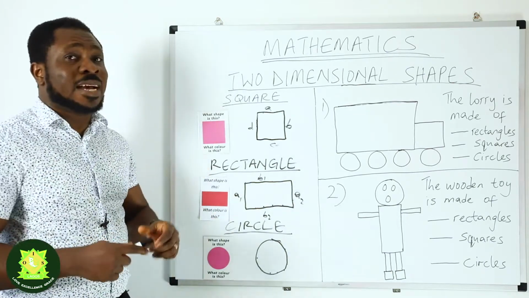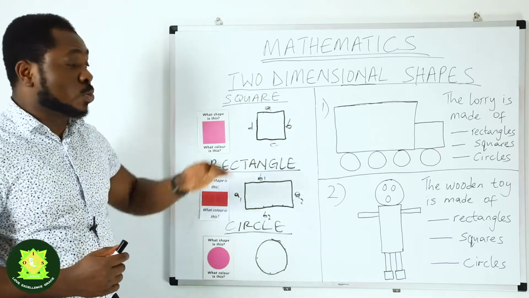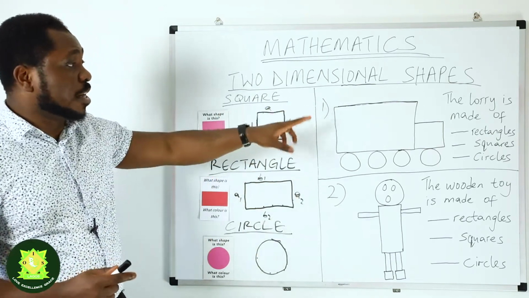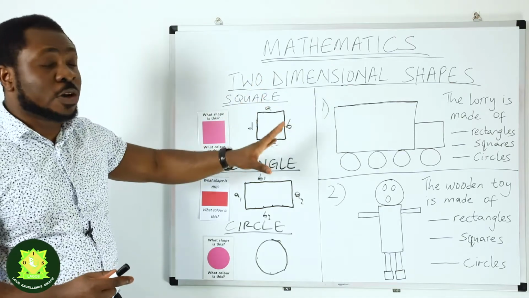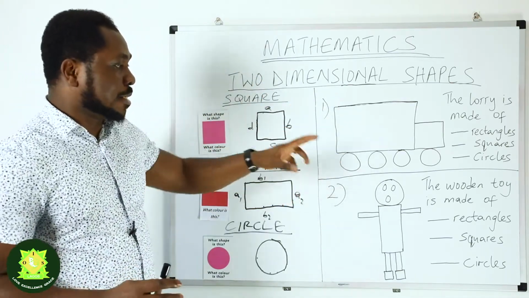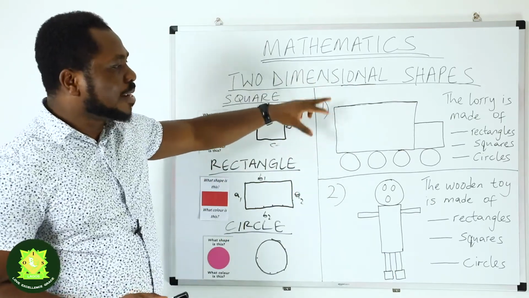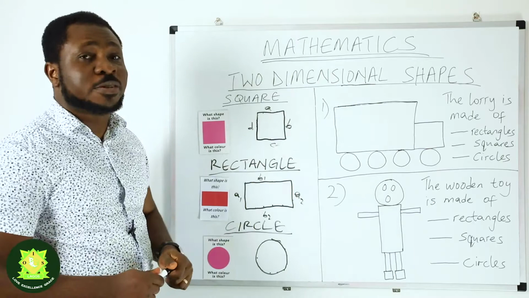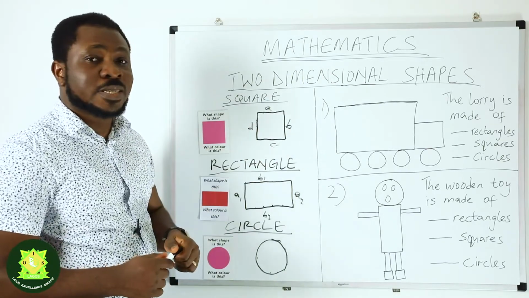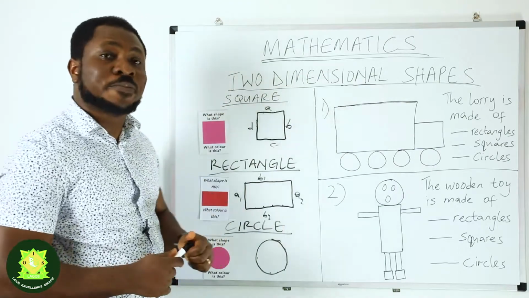So we are going to be learning how to sort out shapes. We are going to be using the drawing on the board to sort out our shapes. I've drawn a lorry on the board, and the lorry is made up of different shapes. We have the rectangle, the square, and the circle. So look at the board with me. How many rectangles do we have on the board, on the lorry? How many rectangles do we have in this diagram of the lorry?